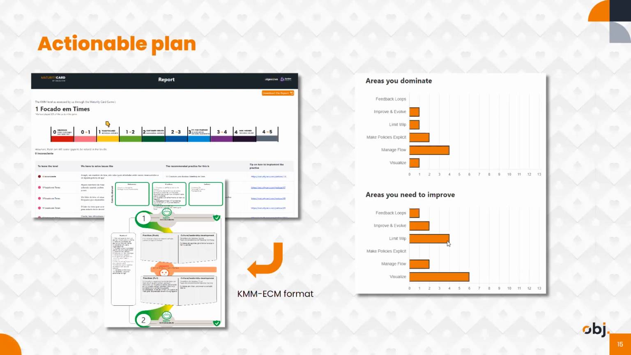And here it is the opposite. Which areas do we need to improve? And so, for instance, here, most of the problems are about visualize. So they have a problem in visualize. But about make policy explicit, we don't have any cards.